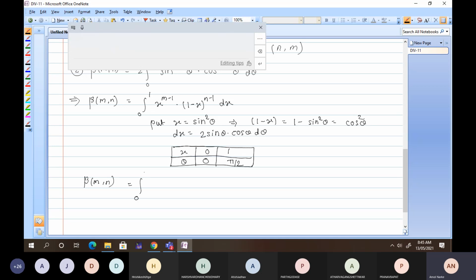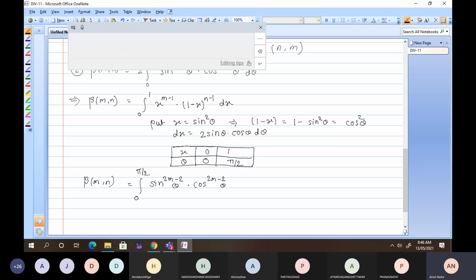now instead of 0, 0 is there, and instead of 1, I have pi by 2. x is raised to this sine square, so I substitute sine raised to 2m minus 2. So I will get sine raised to 2m minus 2 theta. Is it okay, everyone? How does 2m minus 2 come here? Into 1 minus x is nothing but cos square, so simply cos raised to 2n minus 2 theta.